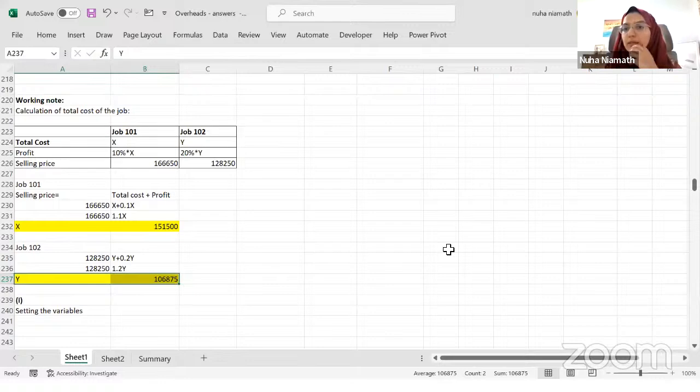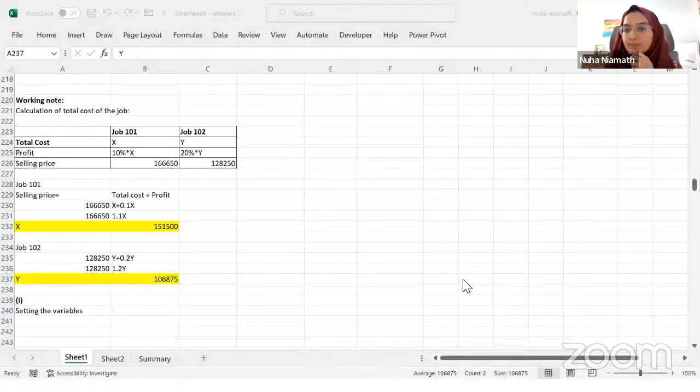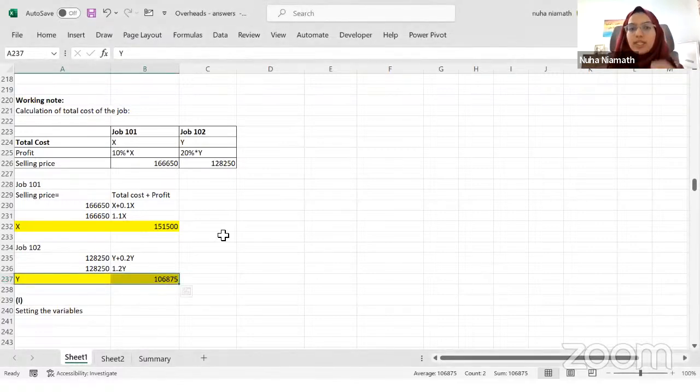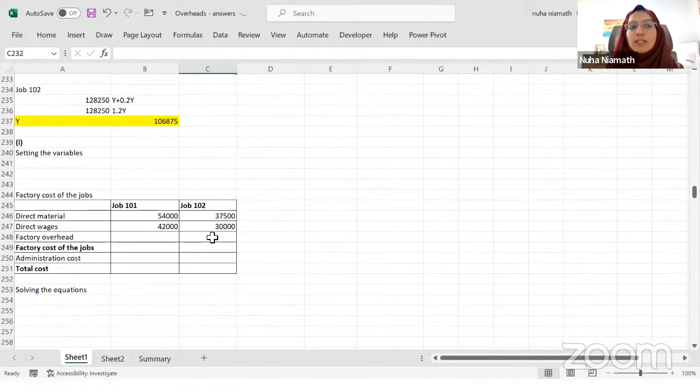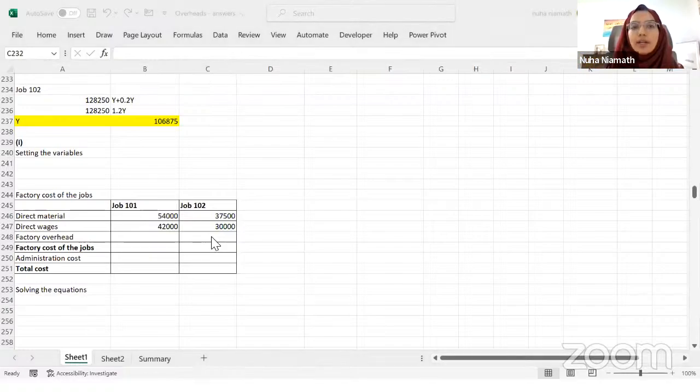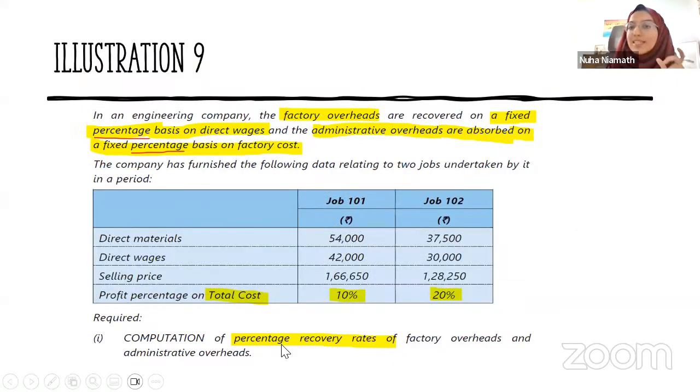Perfect. I see many students getting the correct answer. Very good. Anybody else who has any confusion or any doubt here, please let me know. Perfect. I think everybody's clear with this. So let's proceed with the next part, which is basically the question now. What the question needs us to find out is the percentage recovery rate. Basically, these percentages are what we need to find out, the F% and the A%.